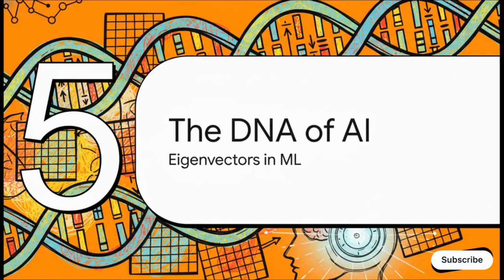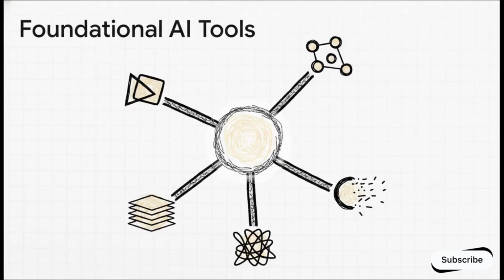Which brings us to Section 5, the DNA of AI, where eigenvectors live in machine learning. So why do you, as an engineer or data scientist, absolutely need to care about this? Because treating a matrix as a black box traps you in a cycle of blind trial and error. Eigendecomposition is, quite frankly, the mathematical MRI of matrices. It is everywhere. We just saw it in PCA.